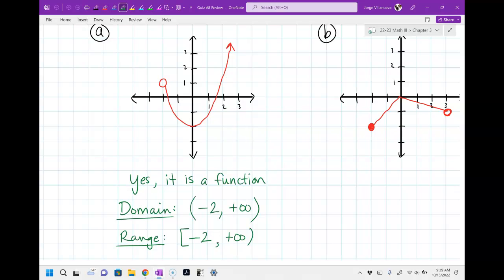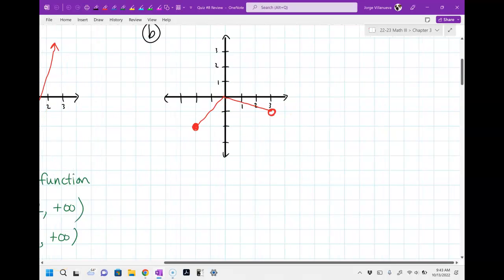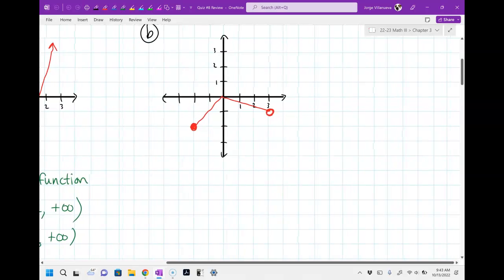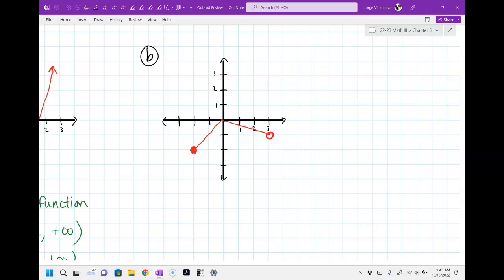Now remember, I think question 1 and 2 only ask you for domain and range. Question 3 and 4 will only ask you if it's a function. That's it. Okay? So 1 and 2 ask you for domain and range. 3 and 4 ask you if it's a function. All right, so part B, guys, part B. Let me give you a minute just to kind of draw this out really quick, and then we'll do the domain and range and whether it's a function or not.